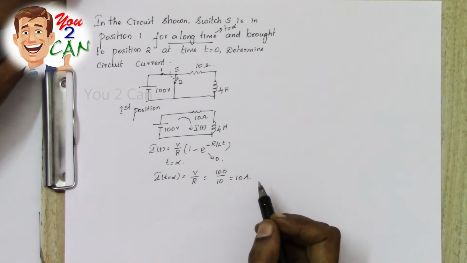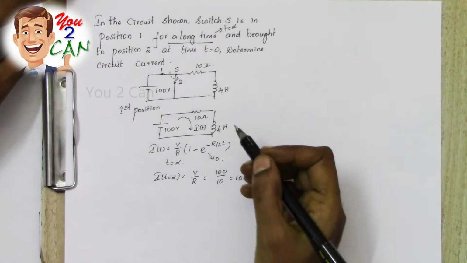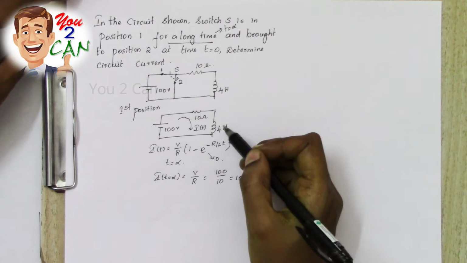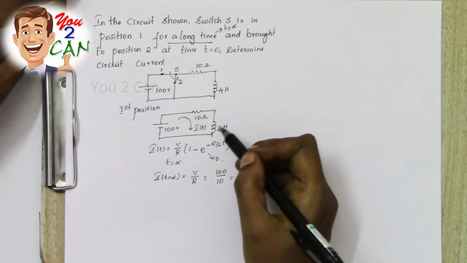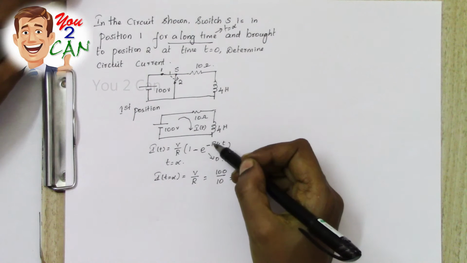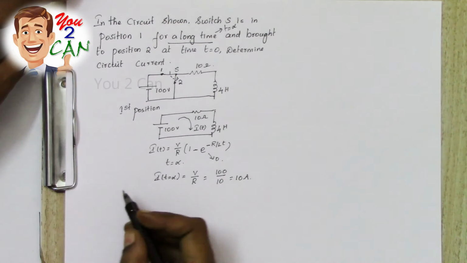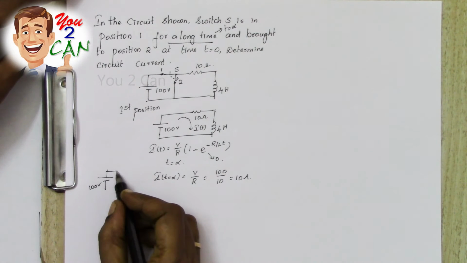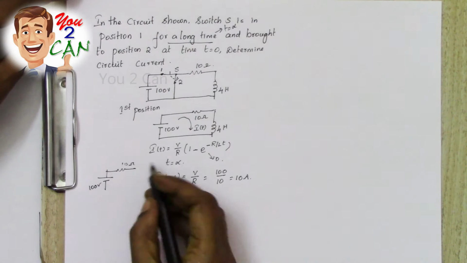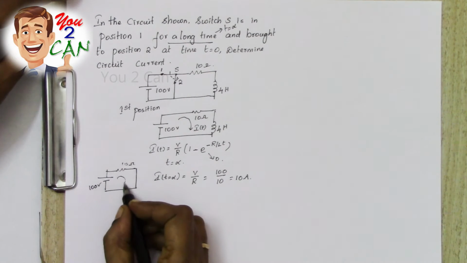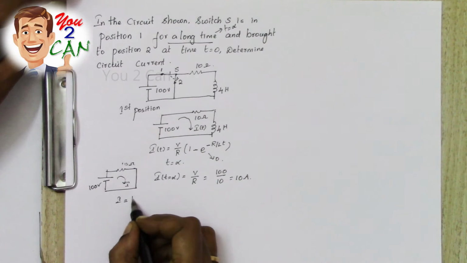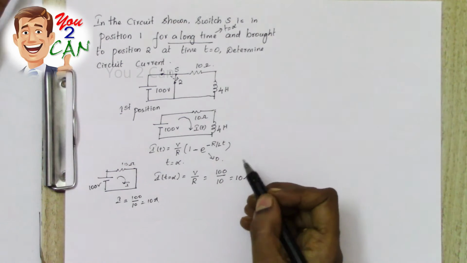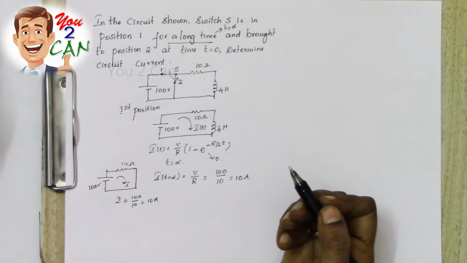We can also find the value in this manner. What is the behavior of an inductor at steady state? At steady state, the inductor behaves as a short. If it behaves as a short circuit, the circuit will become like this: 10 ohm, and a short. Now what is the current i? Current i is 100 divided by 10, that will be 10 amps. You can do it in both methods, whichever is familiar to you.